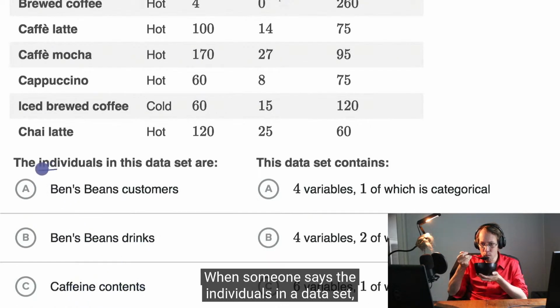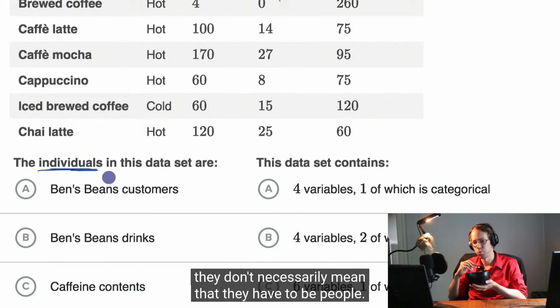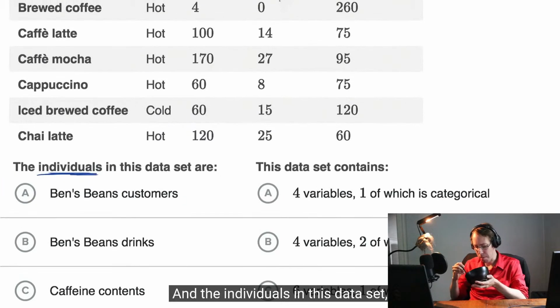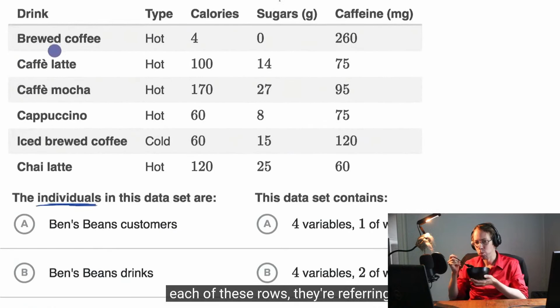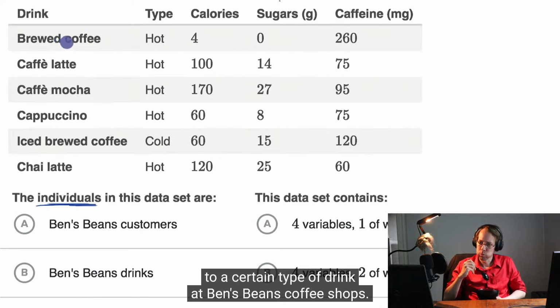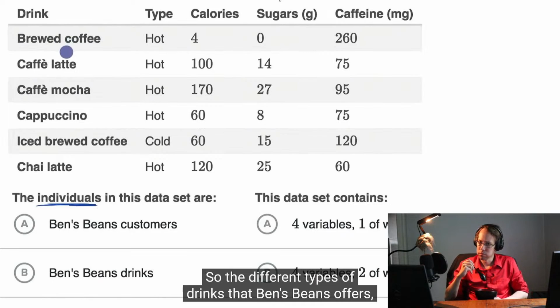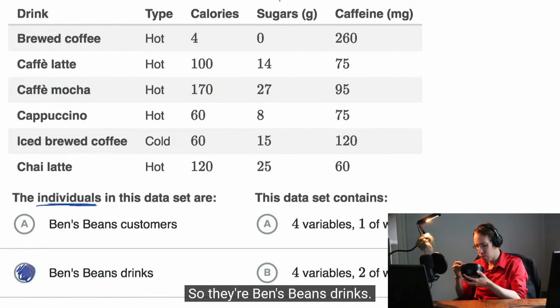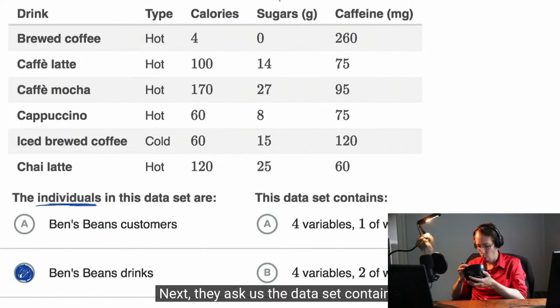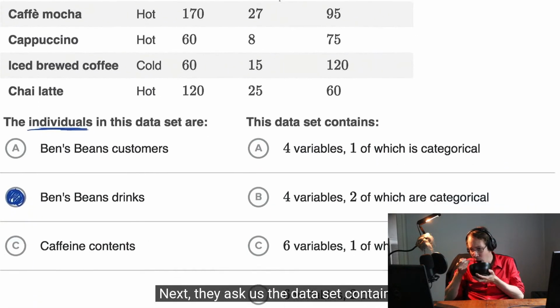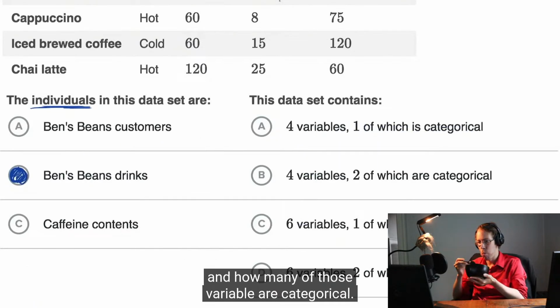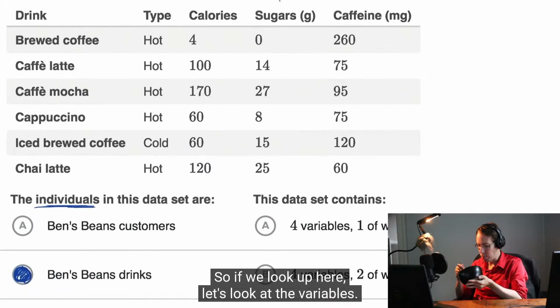Now, we have to be careful. When someone says the individuals in a data set, they don't necessarily mean people. They could be things. The individuals in this data set, each of these rows, refer to a certain type of drink at Ben's Beans coffee shops. So the different types of drinks that Ben's Beans offers are the individuals in this data set. So they're Ben's Beans drinks. Next, they ask us, the data set contains how many variables, and how many of those variables are categorical. So if we look up here, let's look at the variables.